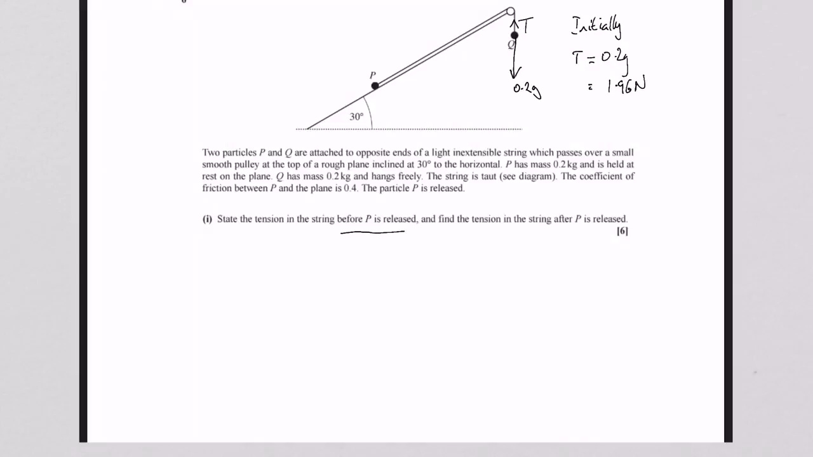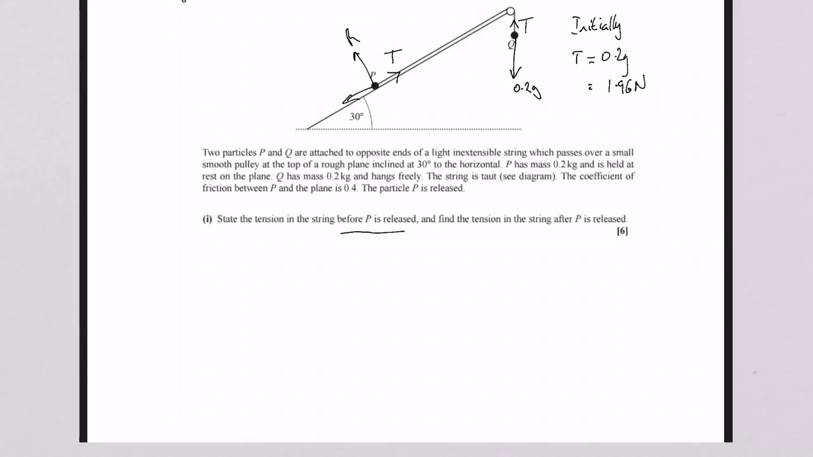Now, what then happens is that P is released, so it won't be in equilibrium anymore. P isn't being held by someone. Just the forces mentioned are involved. So there'll be a normal reaction. This is part 2 now, the second bit. This is part 1, but after it's released. There's the tension in the string pulling it up the slope. Friction is pulling it back.